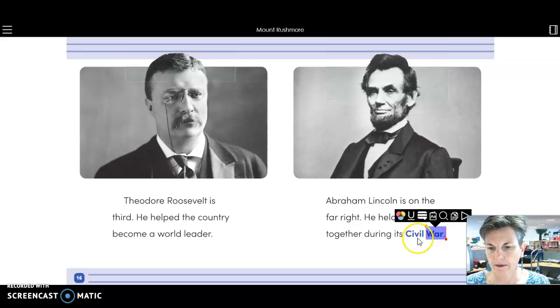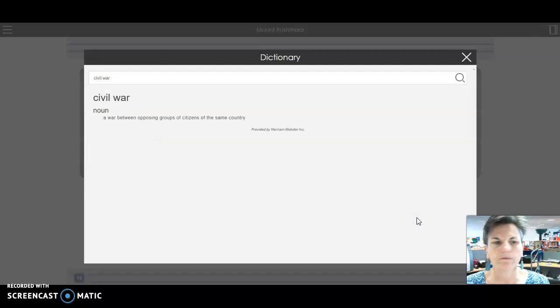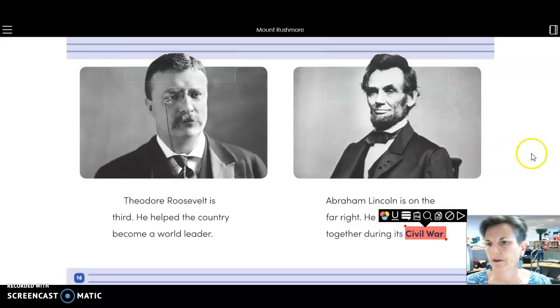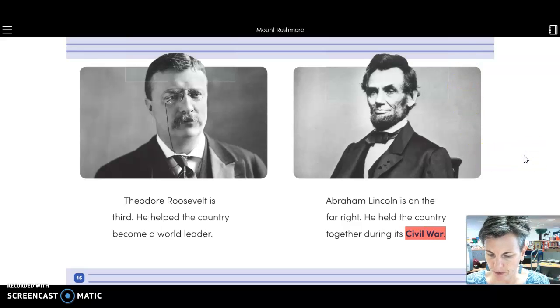Okay. Let's see if I can drag this over. There we go. Okay. Civil War. Civil war is a noun, a war between opposing groups of citizens of the same country. So it was North versus the South of the U.S. during the Civil War. All right, that doesn't give us a whole lot of detail on that definition, but that's okay.